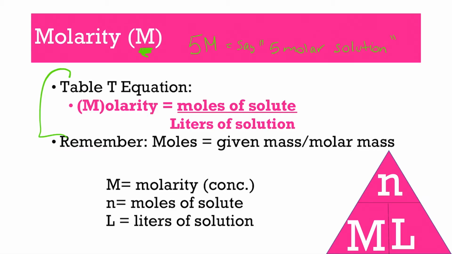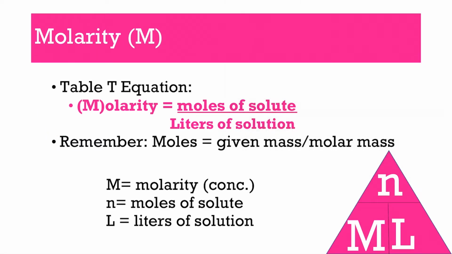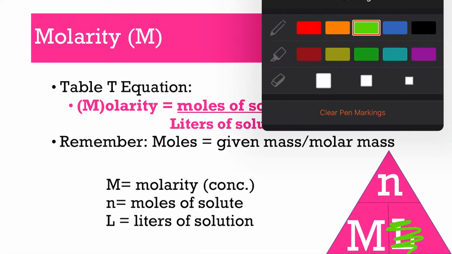And so you can use the formula and plug it in and manipulate it. Here's a nice little shortcut: the molarity triangle. It's very similar to the density triangle. So whatever you're looking for, you just cover. So let's say I'm looking for molarity. Cover up M, it's moles over liters. If I'm looking for moles, it's molarity times liters. And if I was looking for liters, again, whatever you're looking for, you cover up, moles over molarity.